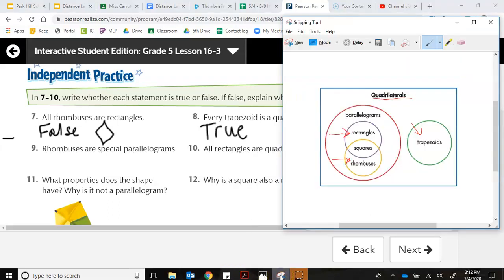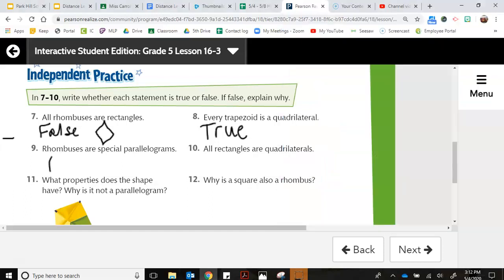Number 9, rhombuses are special parallelograms. Special just means they fit into it. So yes, rhombuses are inside the bigger one that is parallelogram. Parallelogram means they have two pairs of sides that are equal and parallel, and rhombuses have the same thing. In rhombuses, all four sides are the same, are equal, but that can still fit into parallelograms. Okay, so this one's also true.